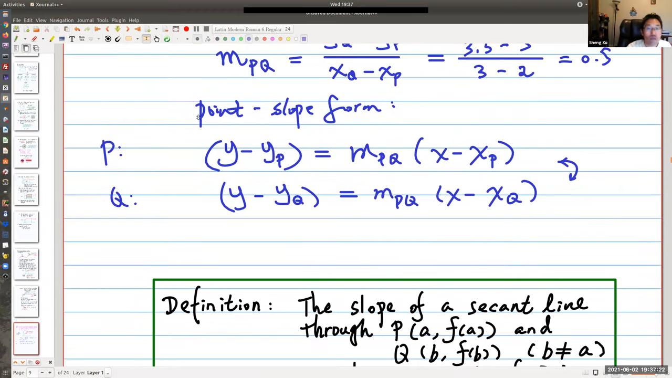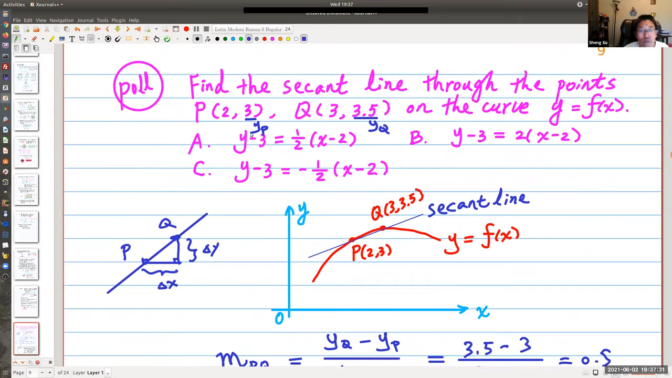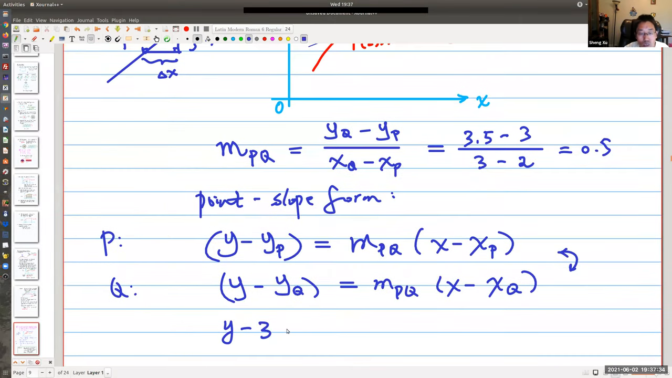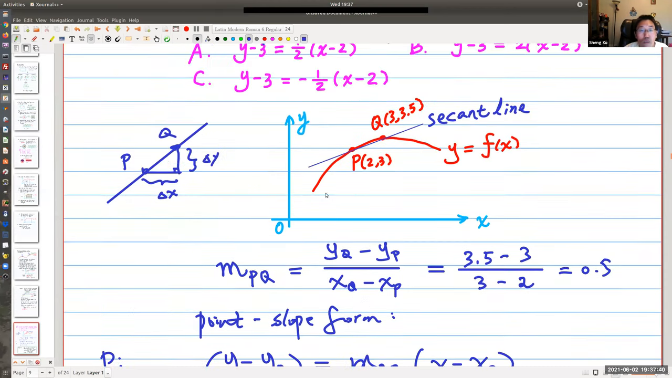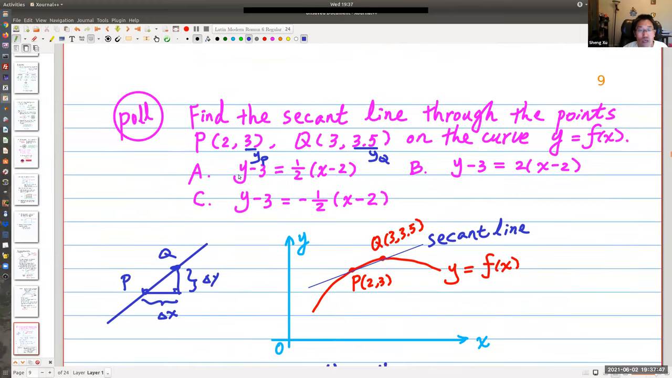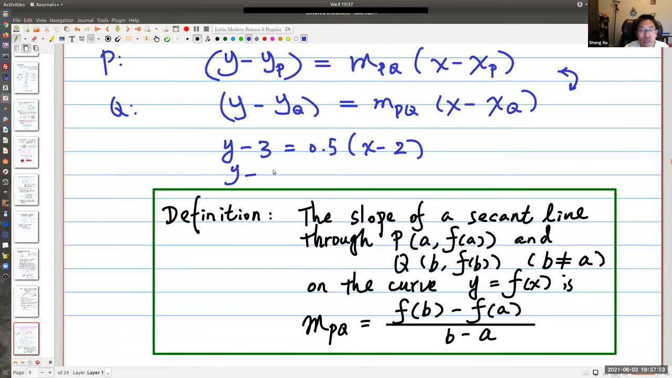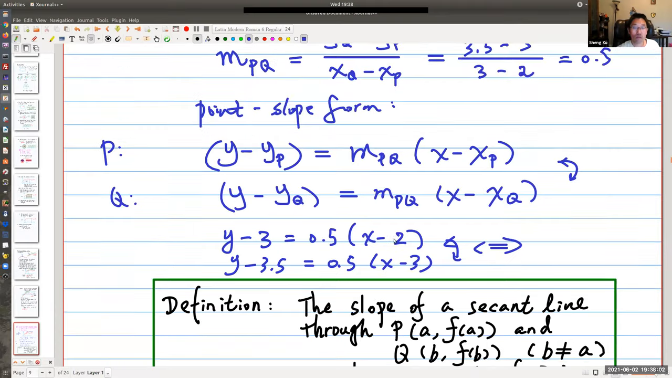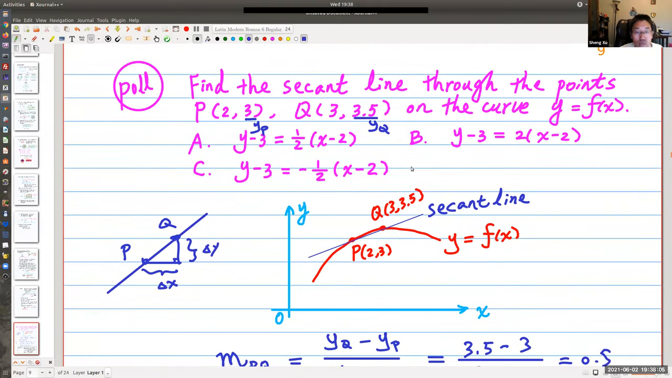Now you just plug in numbers. Suppose I use P. So y minus yP is equal to what? Look up the data. yP is 3, so y minus 3 equals mPQ, which is 0.5, times x minus xP, and xP is 2. So A is the correct answer: y minus 3 equals half times x minus 2. If I use Q, then it should be y minus 3.5 equals 0.5 times x minus 3. If you simplify, these two are equivalent. But I don't have an answer like this in my choices here.